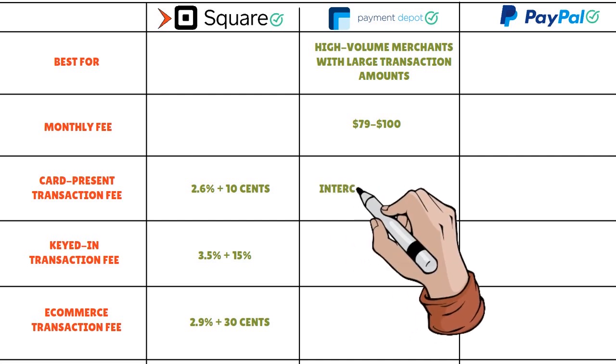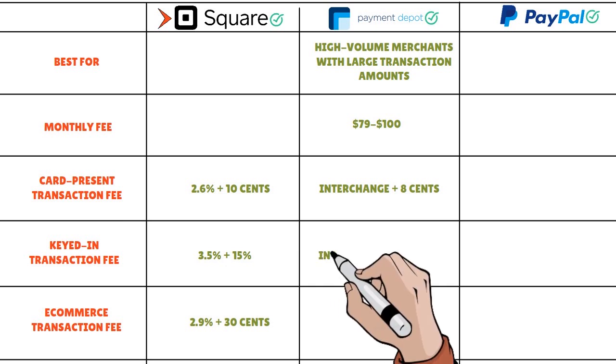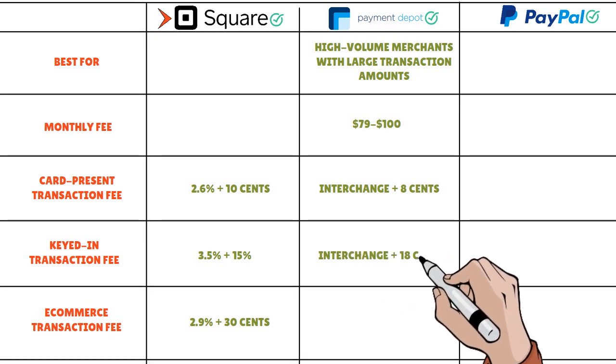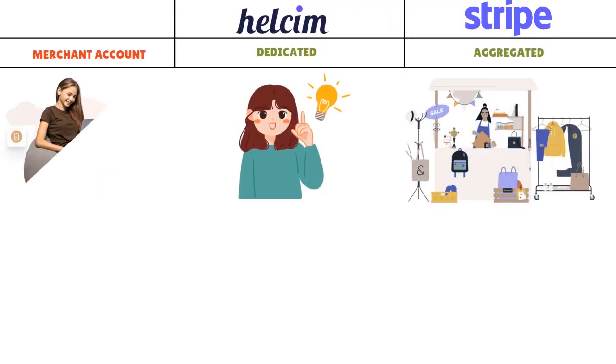card present transaction fee is interchange plus 8 cents. Keyed, the same thing, transaction fees are interchange plus 18 cents. The same thing for e-commerce transaction fees. So Payment Depot has a pricing model that's similar to what Stax does have.